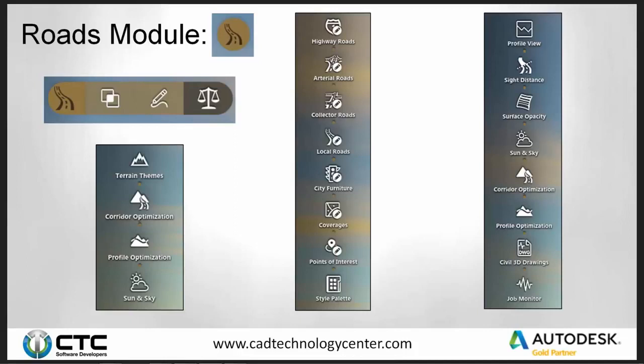Again, I see the corridor and profile optimization again. Well, why did they duplicate it? I don't know, but they duplicated it. So this corridor optimization, profile optimization are the same as these 2 over here. Civil 3D drawings. This allows me to actually get 30% complete right from Infraworks. I can do a design build in Infraworks and then actually create plan and profile sheets from it just by clicking the Civil 3D drawings right here. And it will create plan and profile sheets.